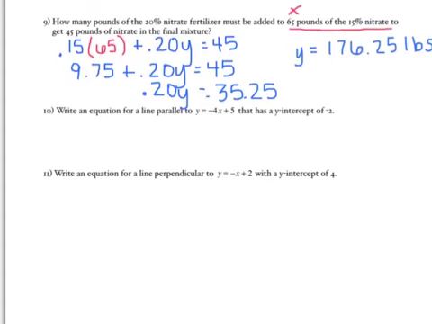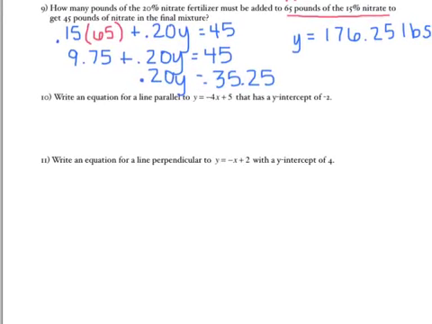Okay, let's look at 10 and 11. Write an equation for the line parallel to y equals negative 4x plus 5 that has a y-intercept of negative 2. So here's how I want you to tackle these problems. Every time you see something that tells you to write an equation, you are going to need two pieces. You are going to need an M and a B.